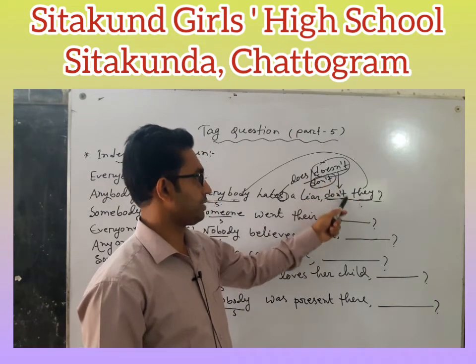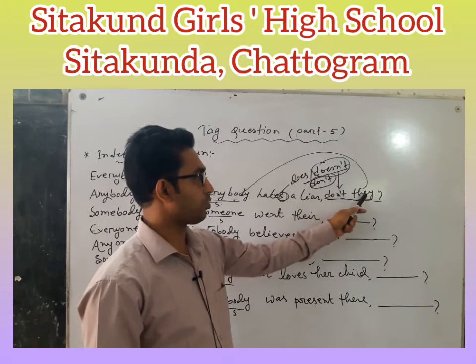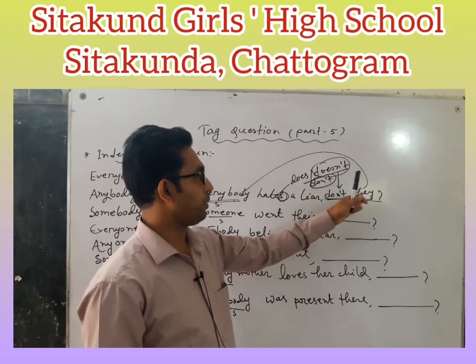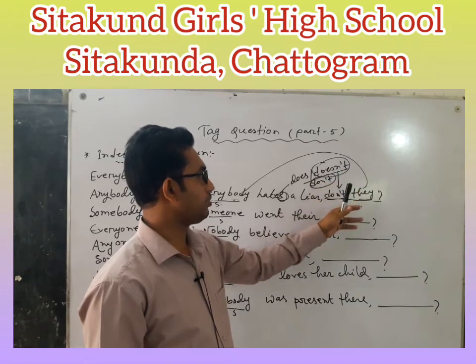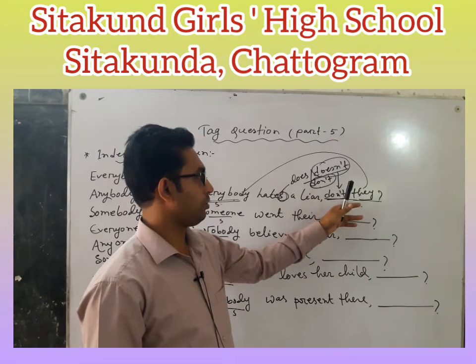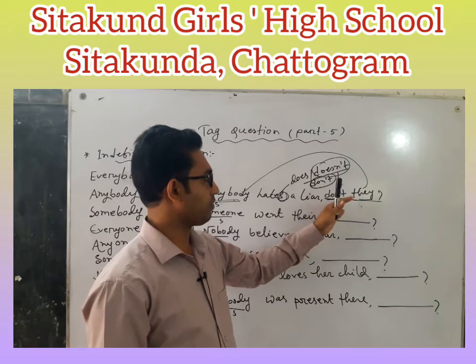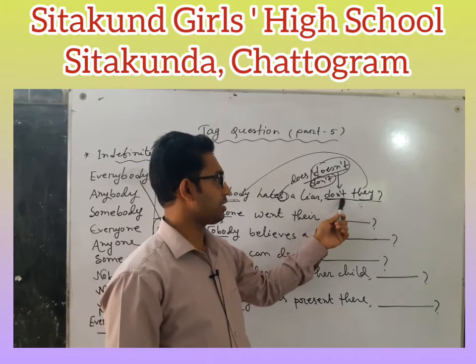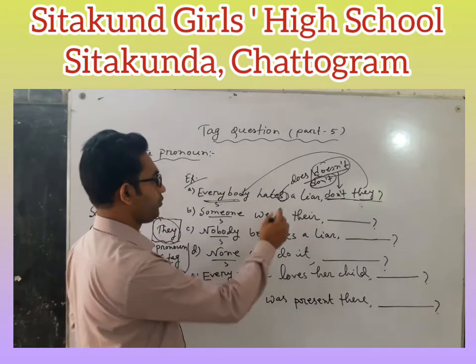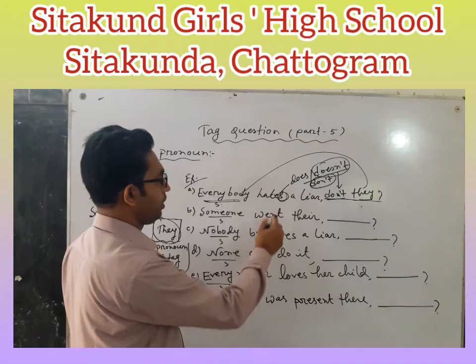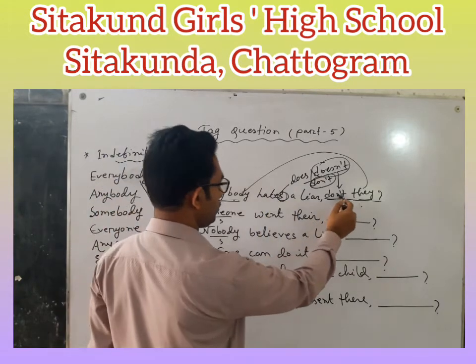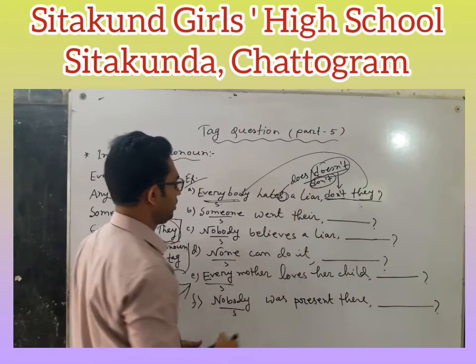But you cannot write doesn't. Doesn't is singular, they is plural. So before they, you cannot write doesn't, you have to write don't, because they is plural, and the verb is plural, plural verb don't. So don't is the right answer: don't they. In spite of the S form, you have to write don't, you cannot write doesn't.